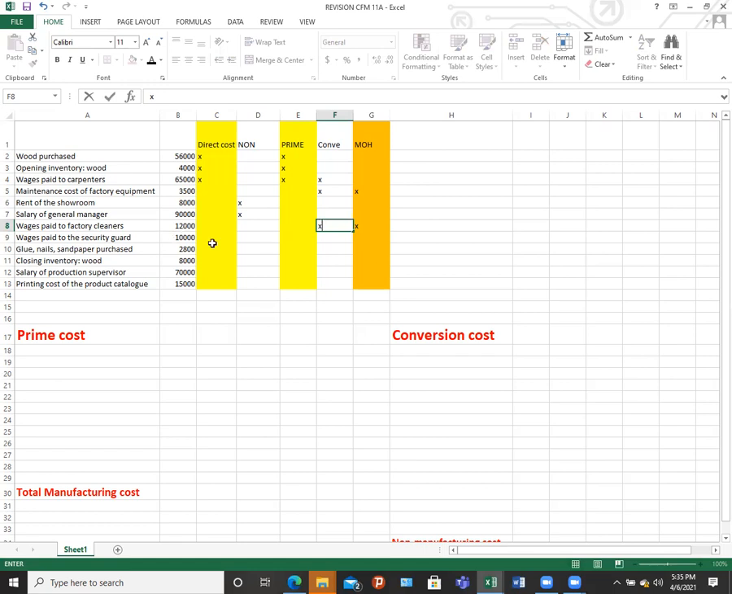Wage paid for the security guard. Non-manufacturing.